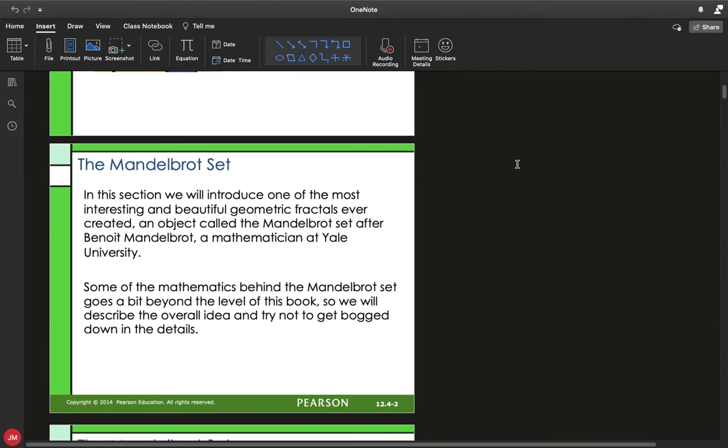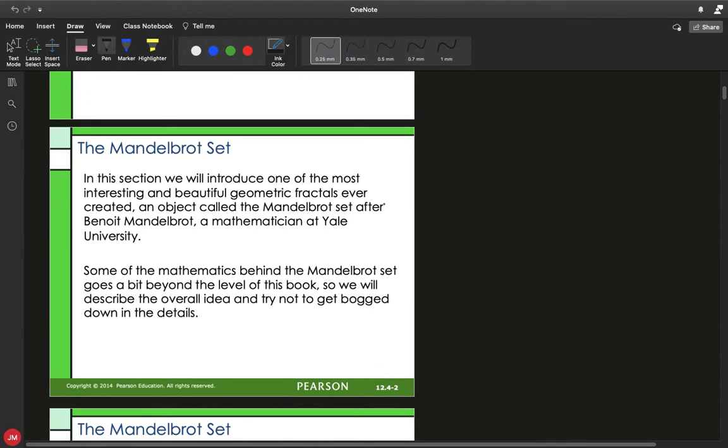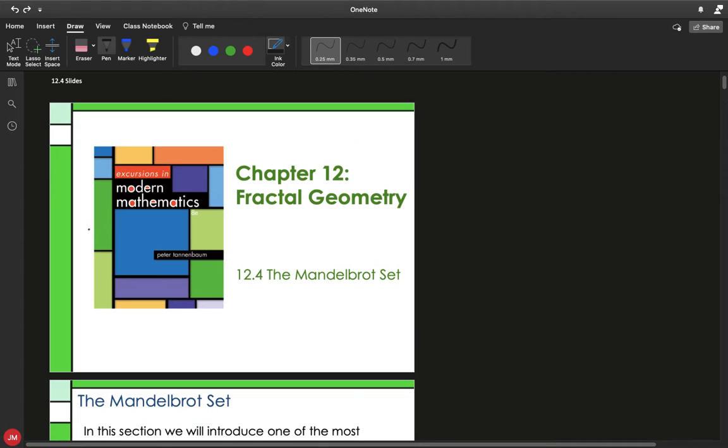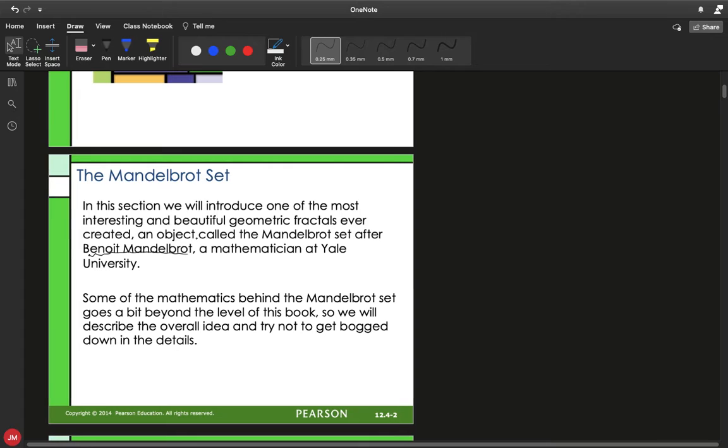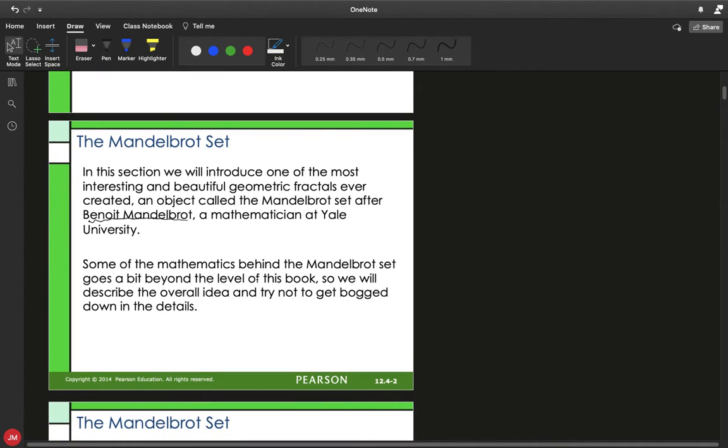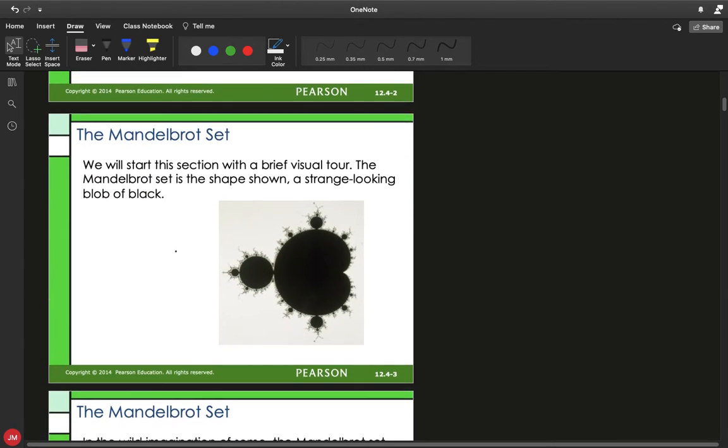So, first of all, it was discovered by Benoit Mandelbrot, who is a mathematician at Yale University. So if you're wondering where it got its name, it is the name of the person who discovered it. And again, the math behind it goes pretty well past what we were going to talk about, not only in the book but in this class. And so we're going to look at the overall idea, look at some of the details of the set, but we're not going to get too bogged down in the more intricate things.